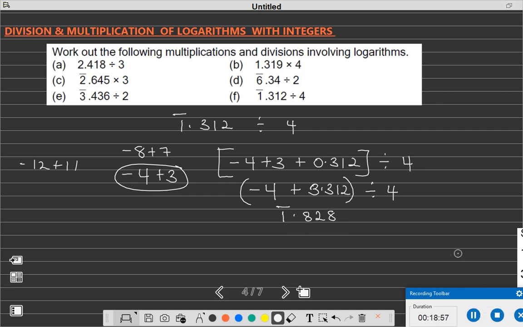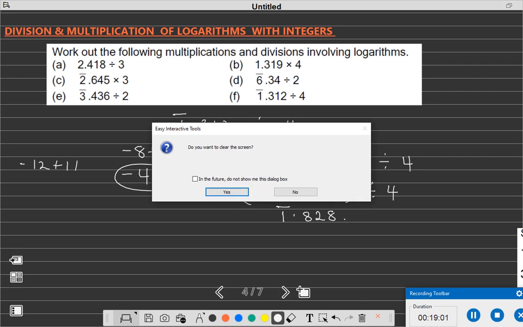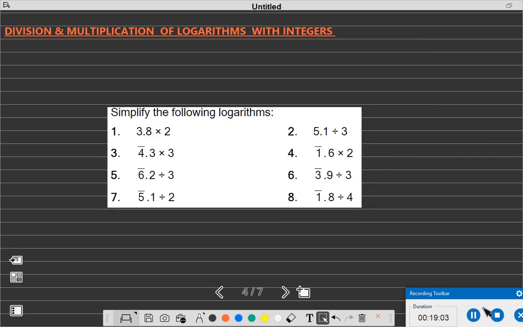I'm going to give a simple exercise for you to try. So now the exercise is here. We have 8 numbers. You will simplify the following logarithms. Here we are multiplying, dividing. So try out. If you still have a challenge, please rewind the video. I've given enough examples for you to understand. So try out these numbers.